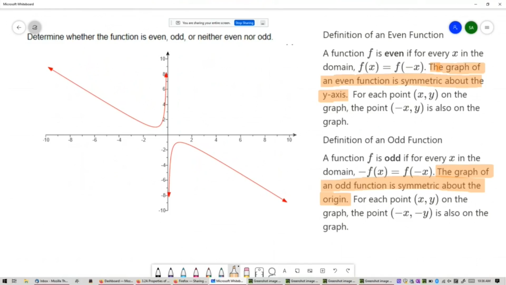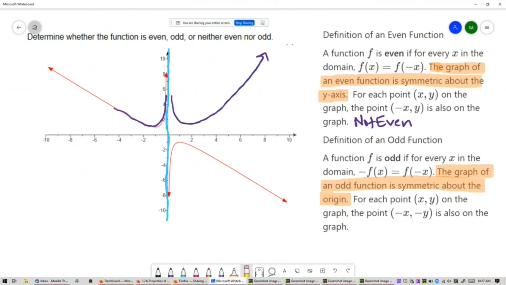So being symmetric about the y-axis, our y-axis is this vertical axis here. And being symmetric means that there would be like a mirror image over the y-axis. And we can see that on this particular picture that if we were to mirror over the y-axis, the mirror would look something like this. And that doesn't match up with any portion of the graph. So we can very clearly say that it is not even because we don't see that y-axis symmetry.